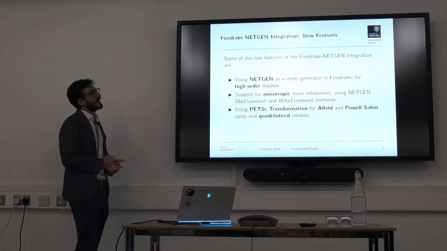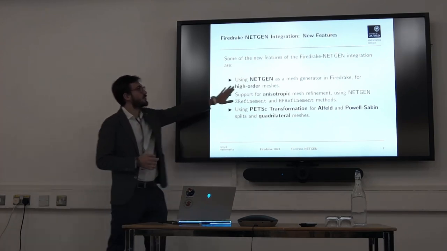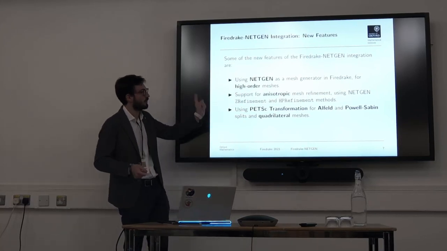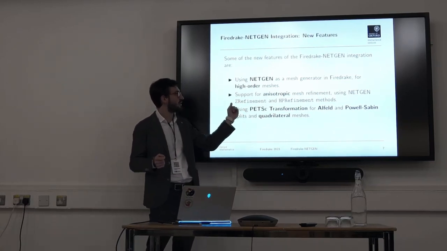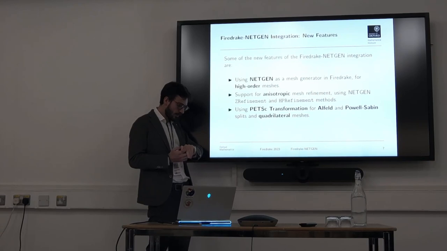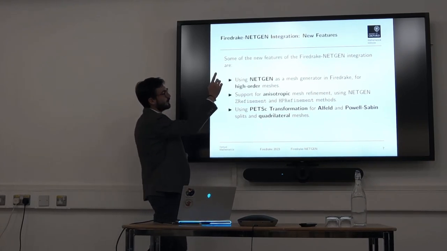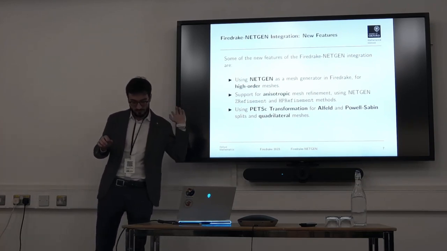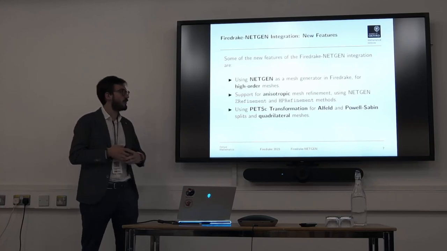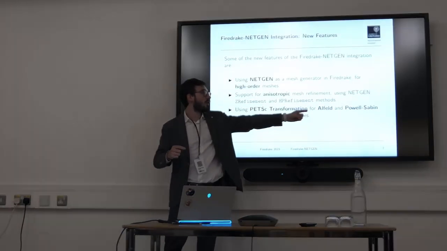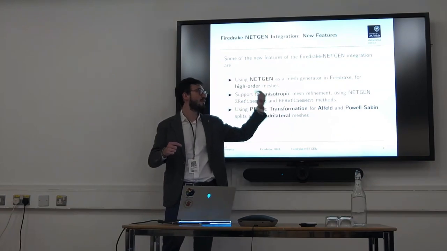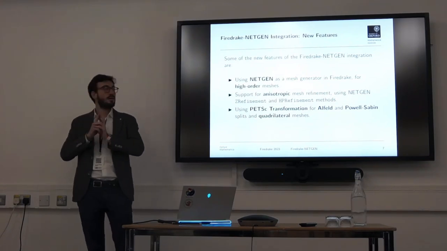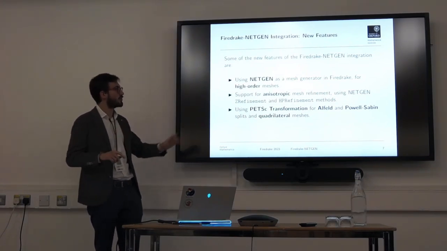What are the new features that come with this? Well, we can use high-order meshes. I think this is the most important feature, but I will show you some others too. We can do anisotropic mesh refinements through the Z refinement and the HP refinement method. I'm going too fast. We can do Patsy transformation. This is quite an interesting feature, mainly for NETGEN people, because it allows you to use a Patsy transformation on any NETGEN mesh. This allows us to get alfeld and Powell-Sabin splits, quadrilateral meshes, hex meshes, all this kind of thing. It's a bit cumbersome, but I will show you.